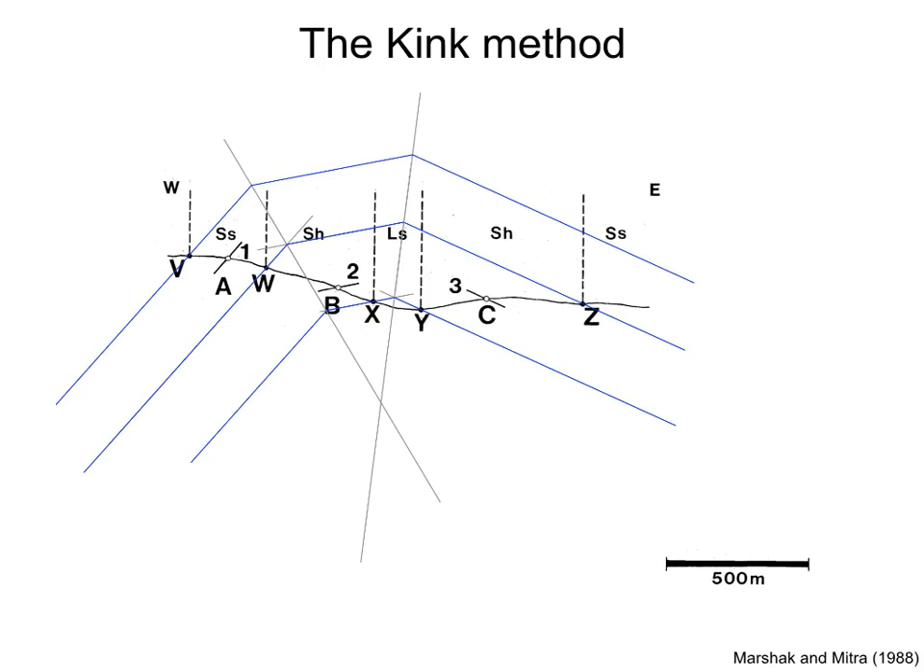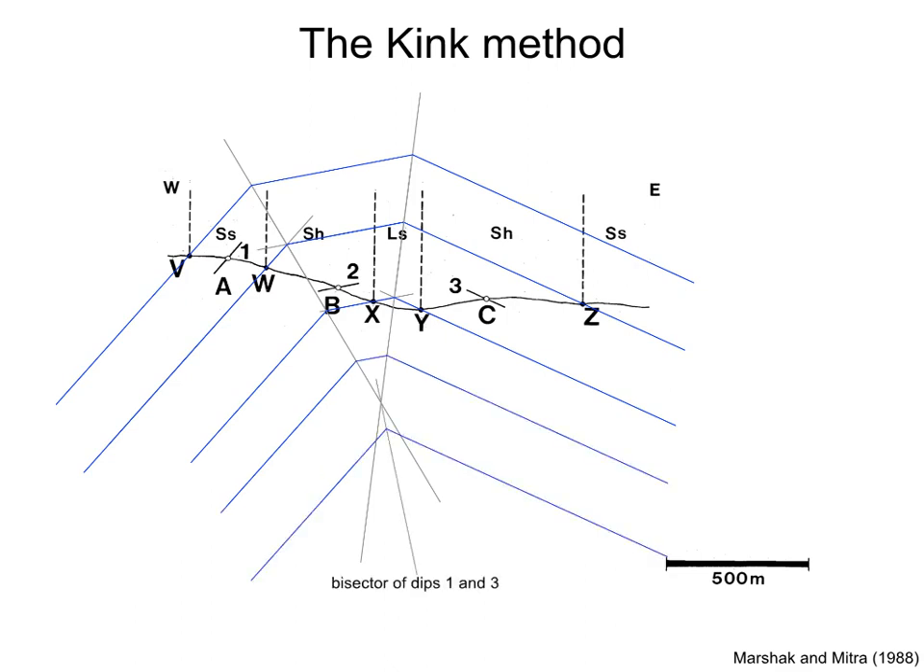Notice that the bisectors of dips 1 and 2, and dips 2 and 3, intersect. What should we do at this intersection? The solution is simple, we just trace another bisector between these two bisectors. This is the bisector between dips 1 and 3. We can then draw the anticline at depth. Notice that this method also conserves the thickness of the units across the fold.